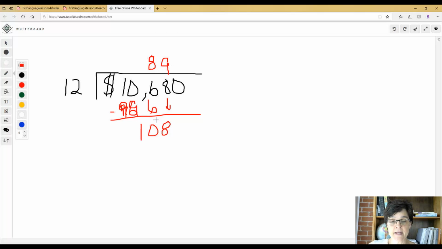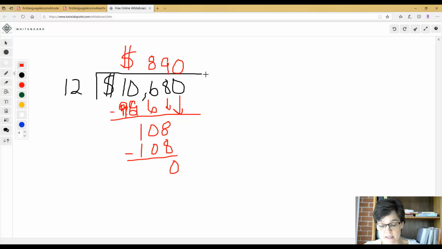Because 12 times 9 is 108. Bring down our 0. And then, of course, we just have to have a filler here. So the monthly salary is $890. That's going to be on 3A. Make sense? Okay. So you should be able to do the division on the back of the page on B, C, and D. You should be able to do those division problems.